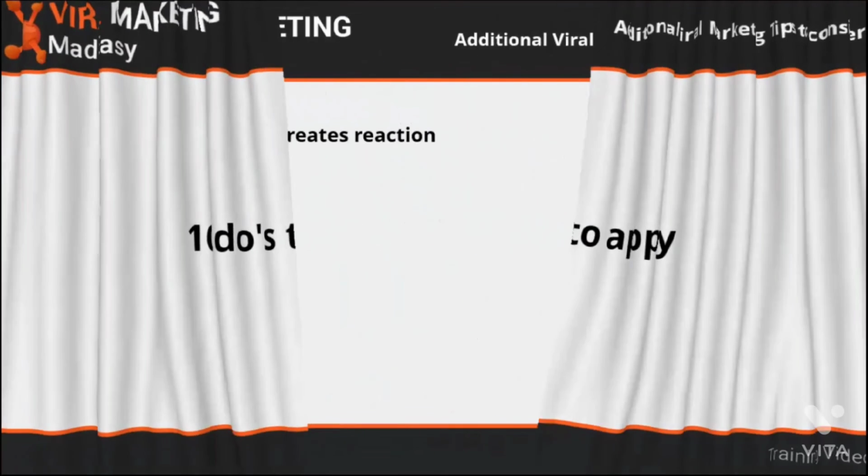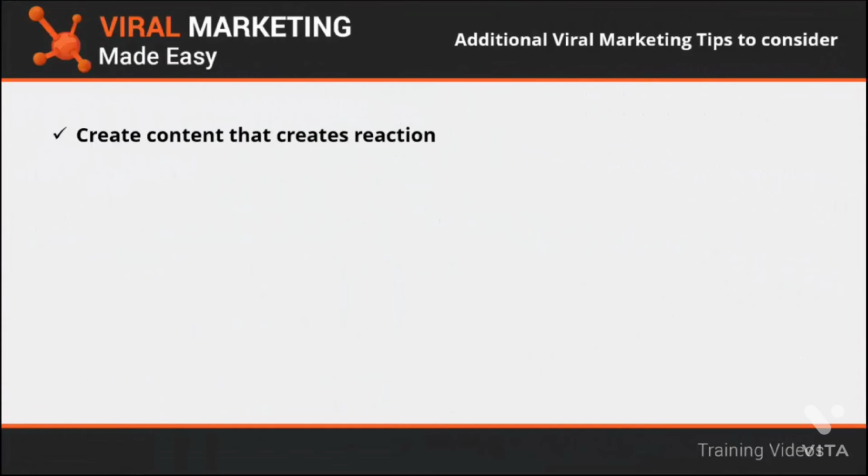10 do's to apply. Create content that creates reaction. Making people react to your content is the best way to make it go viral. Make sure that your content is about something that touches a nerve within people, because that is the secret behind getting people virally sharing it. It has to be something that anyone, not only a fraction of an audience, could be interested in.